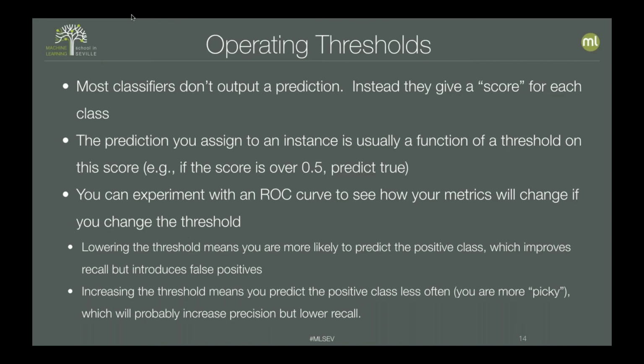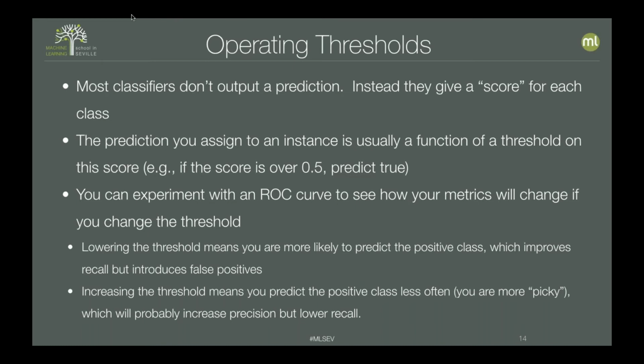Another thing I just want to mention here is operating thresholds. Most classifiers don't just give you a prediction, they give you a probability score. And then the prediction you assign to an instance is a function of the score. That is, if the model gives a score greater than 0.5 that this thing is true, then we're going to predict true. If it gives a score less than 0.5, then we're going to predict false.